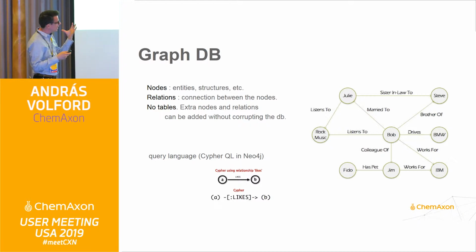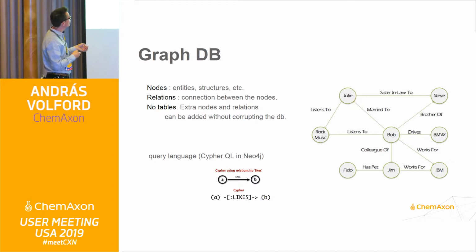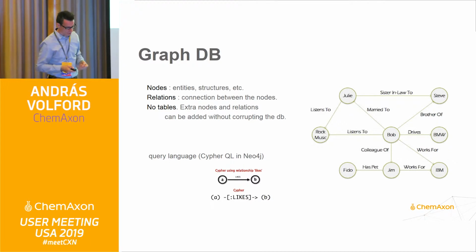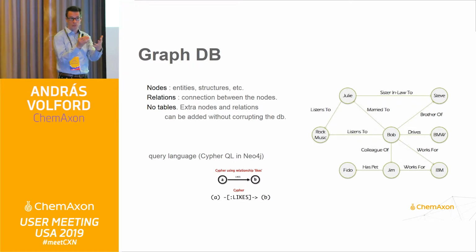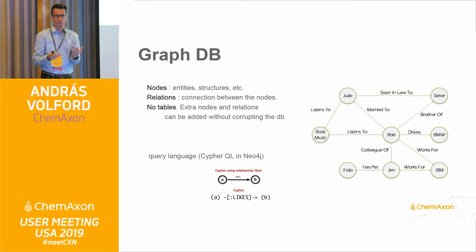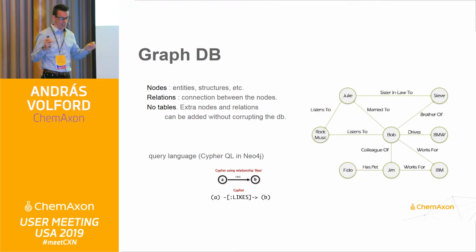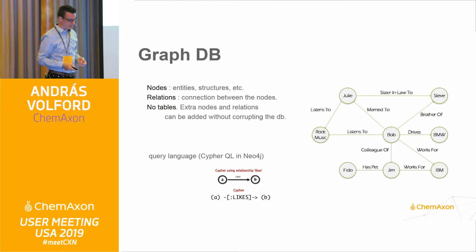And what is very important in a graph database is that you can add extra nodes and extra relations easily to the database without corrupting the whole database, which means that you don't have to create a new table or add an additional column to a table if you want to add just one piece of information, one line, to the database. It has a very nice query language, Cypher, in the Neo4j database.